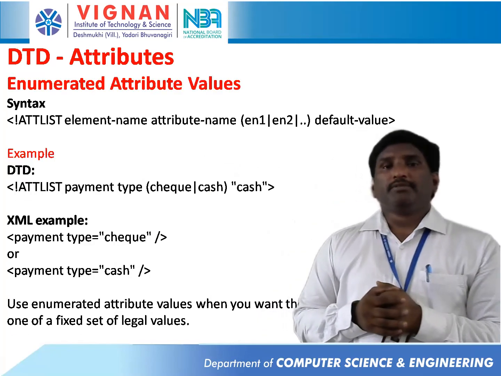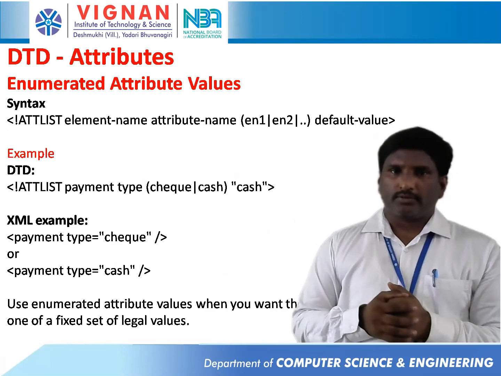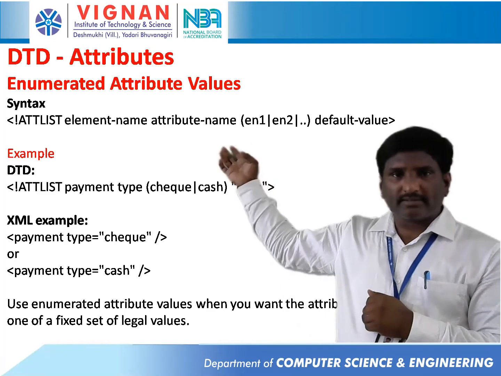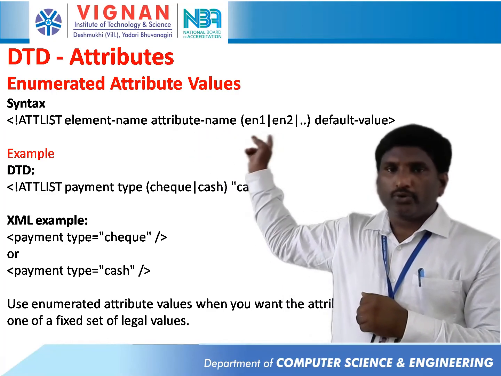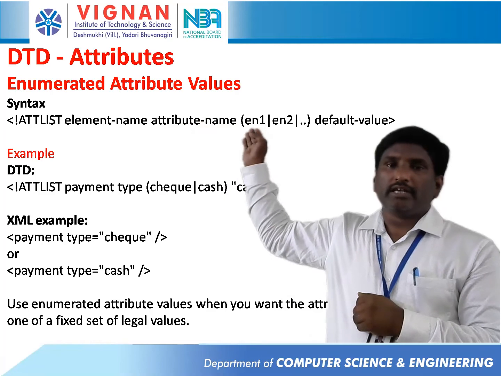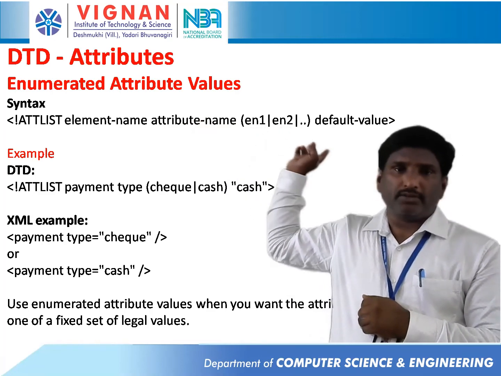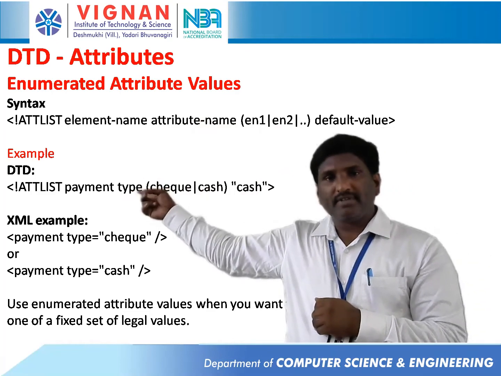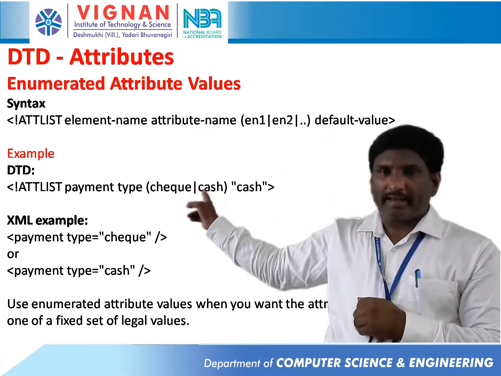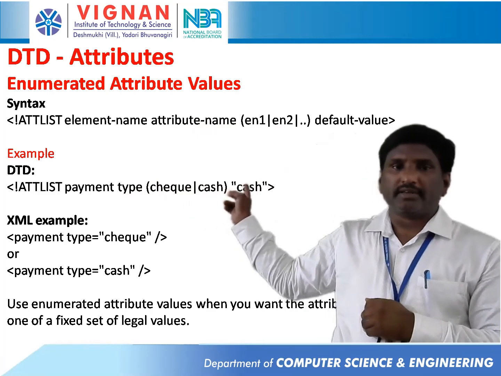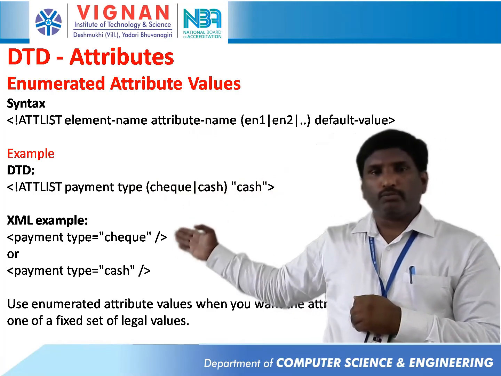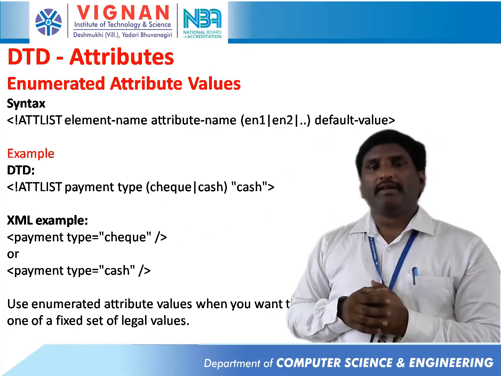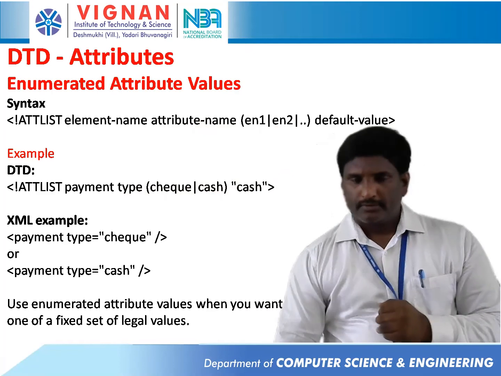Next, the attributes may be enumerated attributes. Suppose in this example, this is the syntax: element name, attribute name, and then the enumerated values en1, en2, and so on. There can also be a default attribute. Suppose payment is the element and type is the attribute, with the values check or cash. The default value is cash. So you should use this; both are valid XML elements.